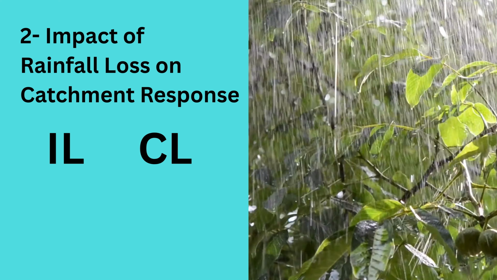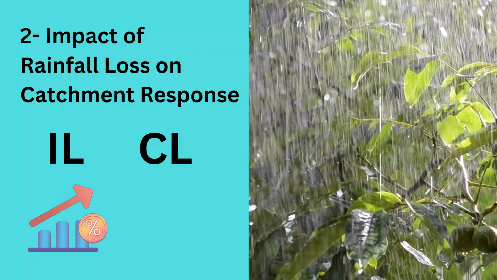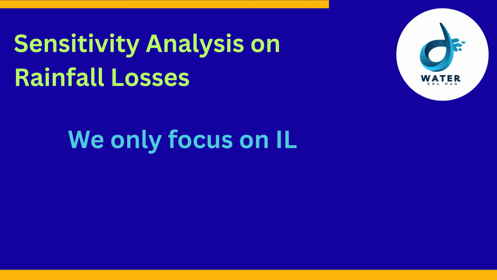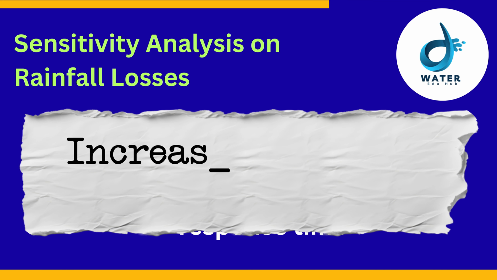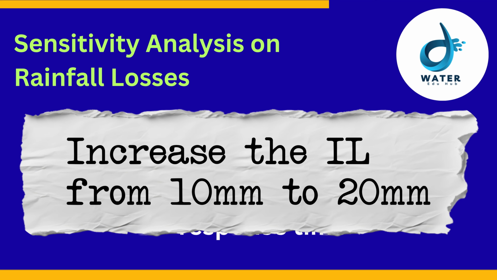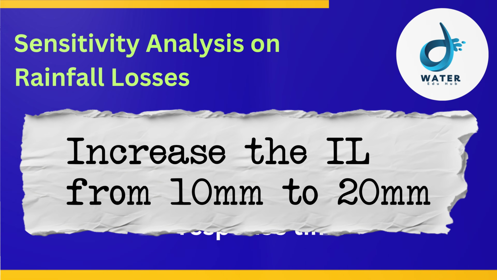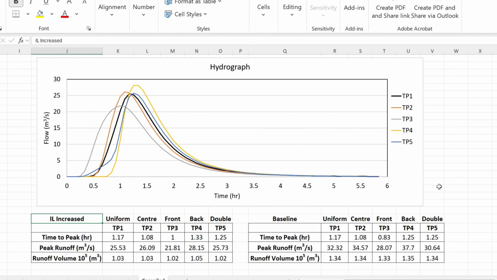Next, we explore the impact of increasing rainfall loss on catchment response. In this tutorial, we only focus on the initial loss, as changing the continuing loss may not have a significant impact on catchment response time. In this process, we increase the IL from 10 mm to 20 mm and we run the model over the same 5 temporal patterns.